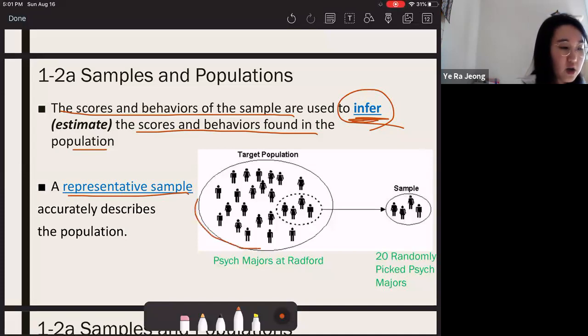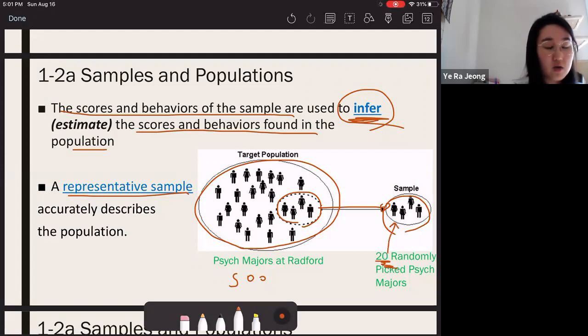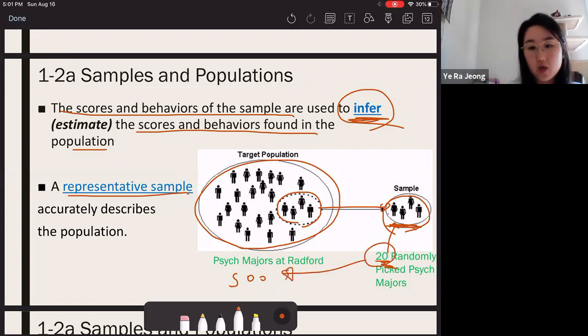So let's say the target population is all psych majors at Radford, and there are approximately 500 of you. So it's very costly time-wise and money-wise to collect data from all 500 people in the population. So we take just a subset of that population, and we only have 20 participants included in a sample that is representing the original population. But when we do that, we have to make sure that these 20 people are representative of the 500 people in the population.